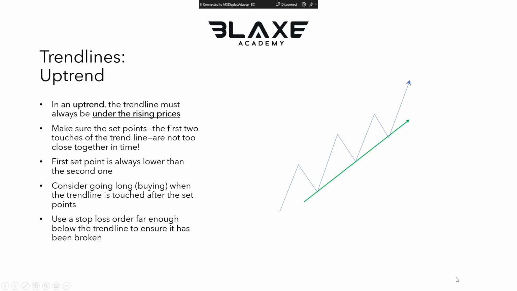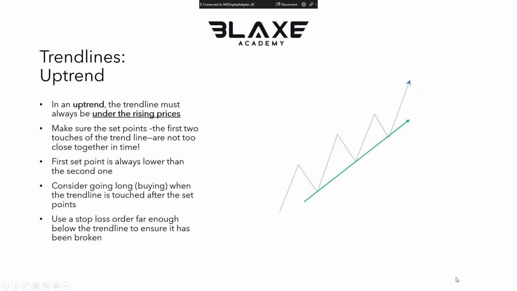In this situation, the trade idea is really simple. When you get your first 2 touches, on the next touch, consider going long. That means buying. When the trend line is touched, it doesn't get much simpler than that. 1, 2, 3.